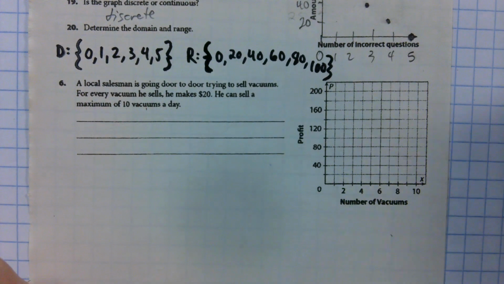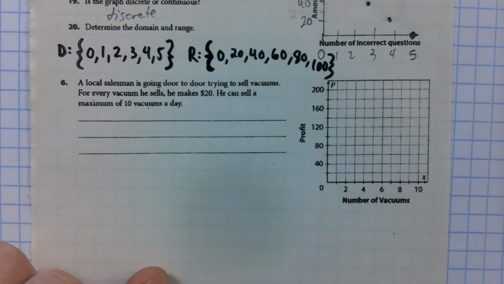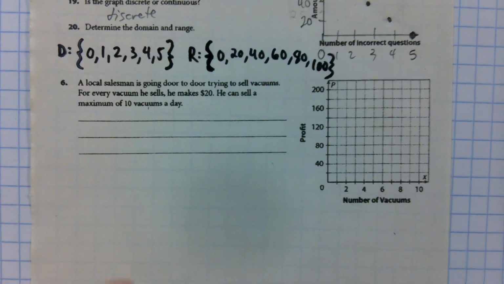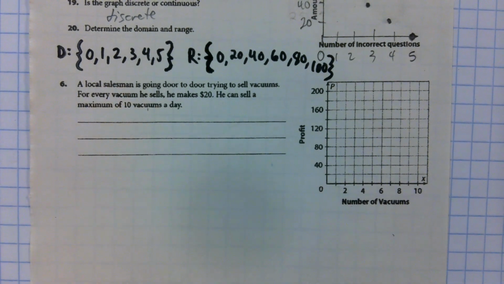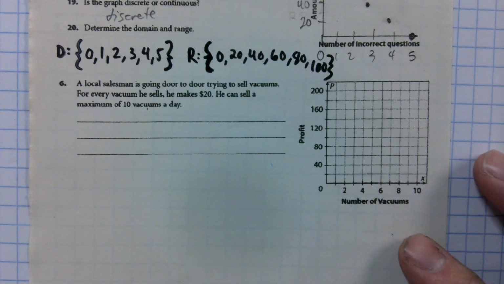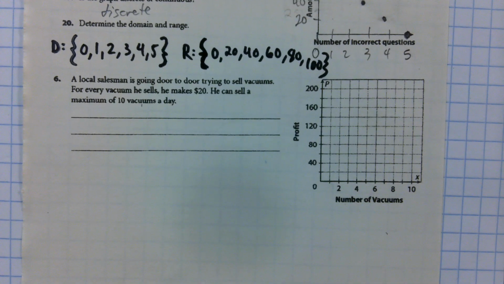A local salesman is going door to door trying to sell vacuums. For every vacuum he sells, he makes $20. He can sell a maximum of 10 vacuums a day. Give it a shot. See if you can make that graph. See if you can figure out if it's discrete.